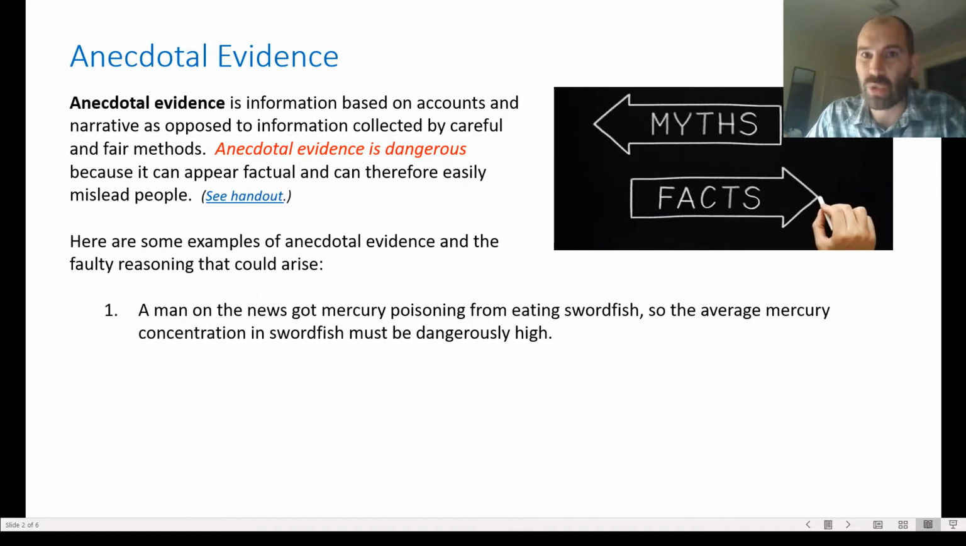It's just a story. So just because this man got mercury poisoning from swordfish doesn't mean you or I or the majority of the people are going to get mercury poisoning from swordfish. The only way we can really be sure about that is if a scientific study was done and they've used careful methods to prove that you can get mercury poisoning from swordfish. So that's just an example of anecdotal evidence. We shouldn't take it too seriously.